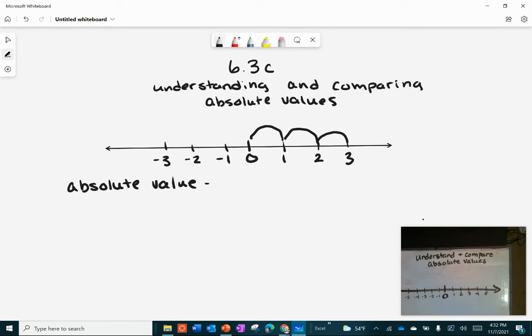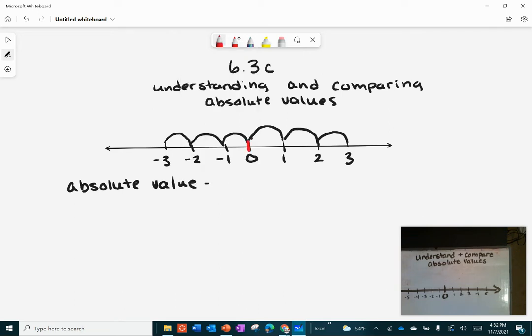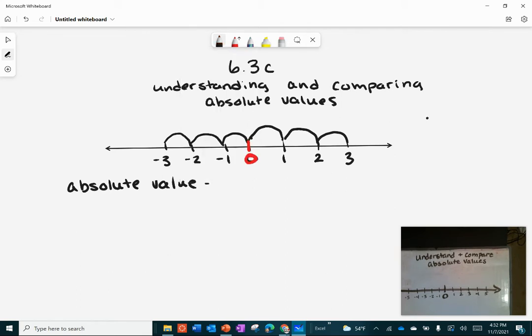And negative three, how far is that away from zero? So what's the absolute value of negative three? It's one, two, three. The key is how far do you have to go to get to zero? That's the goal. And you'll notice that it's always going to be a positive number.